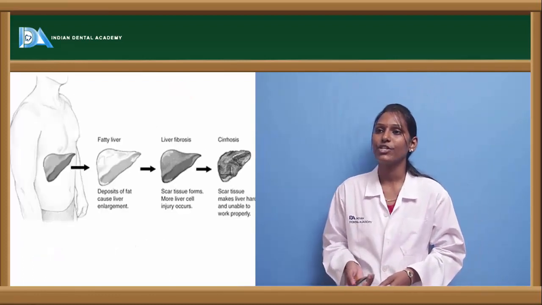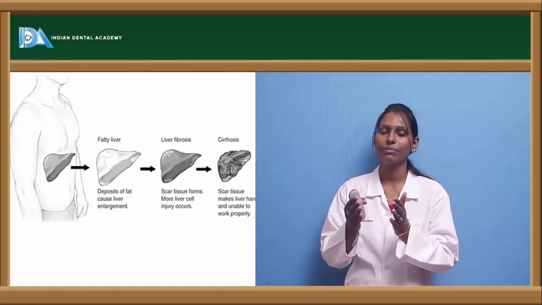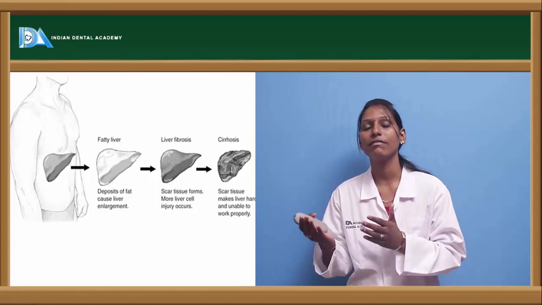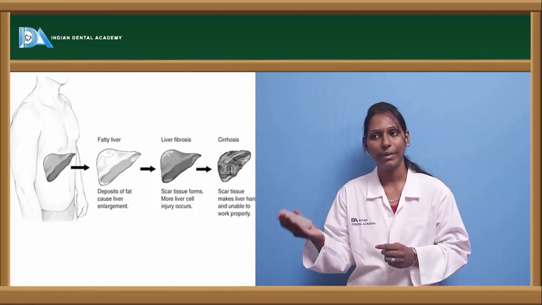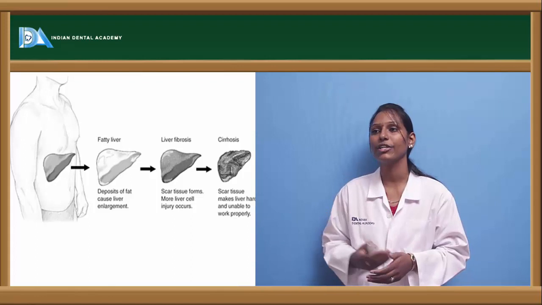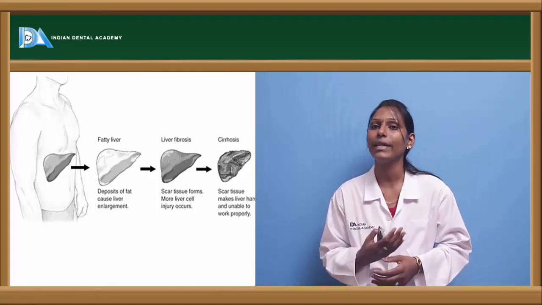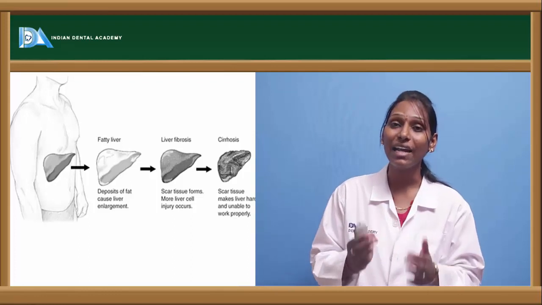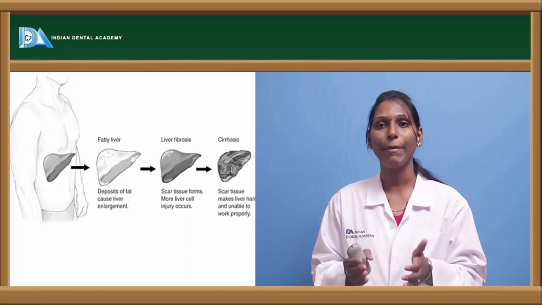This is a picture which shows how the progression of the disease in this hepatitis condition happens. First it will have a fatty liver, later there will be liver fibrosis, and further it continues to cirrhosis. In fatty liver, what happens is there will be deposition of fatty substances which will cause enlargement of the liver. That is nothing but hepatomegaly.